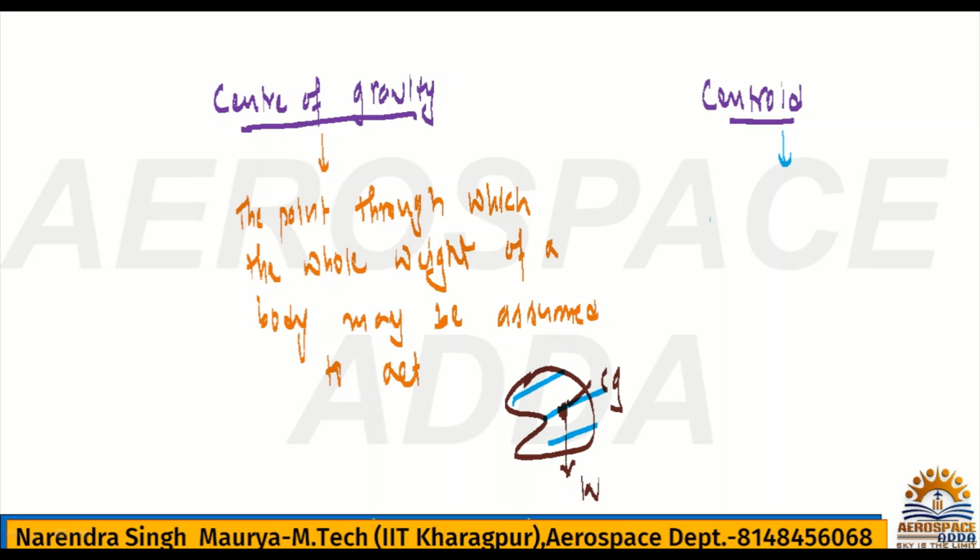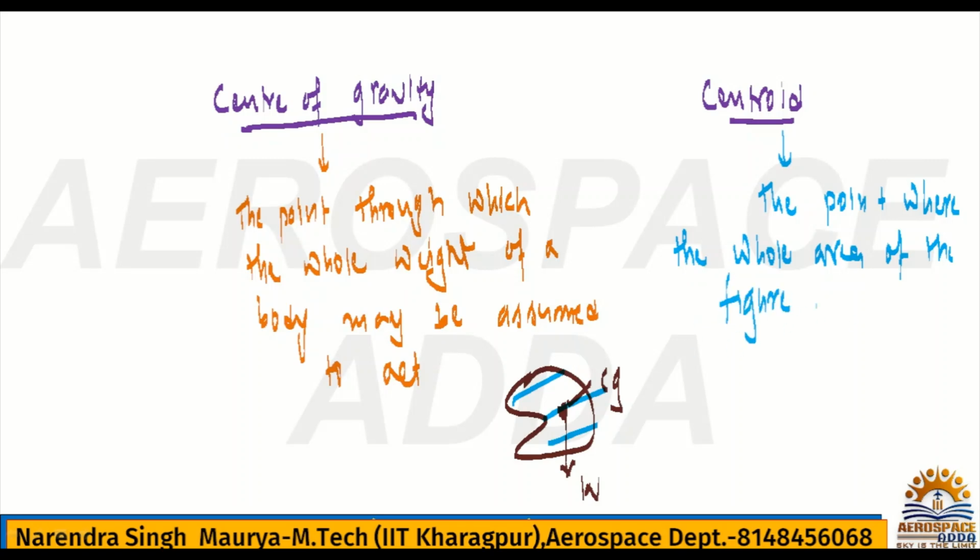Now what is the centroid then? Basically, the centroid is defined as the point where the whole area of the figure is assumed to be concentrated, okay, called centroid, or it is also called center of area.